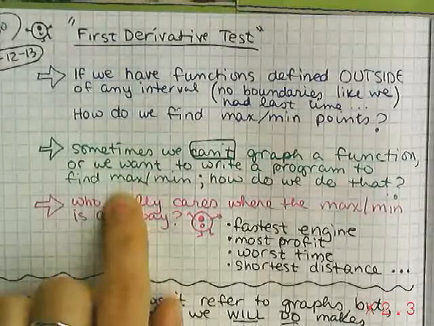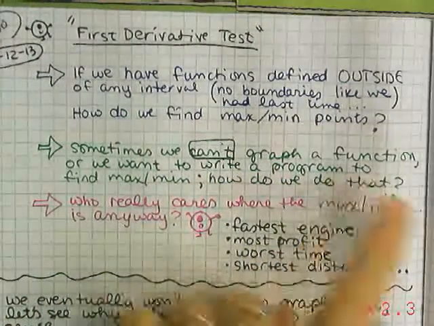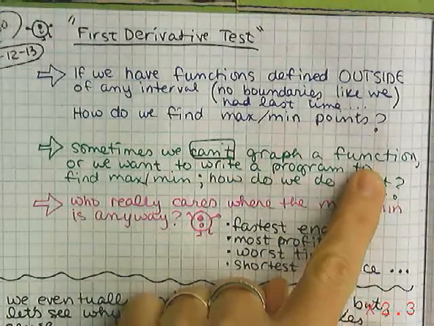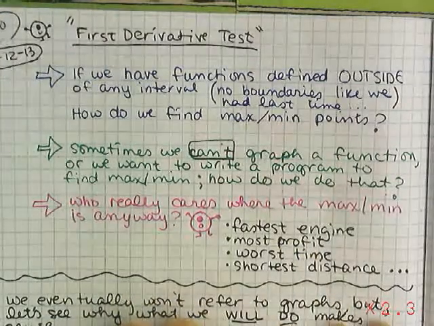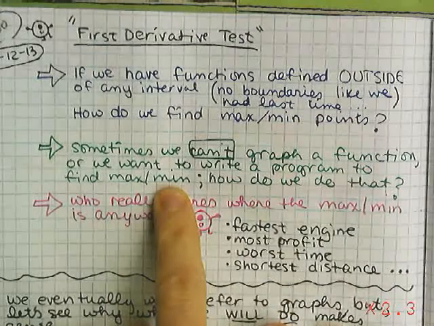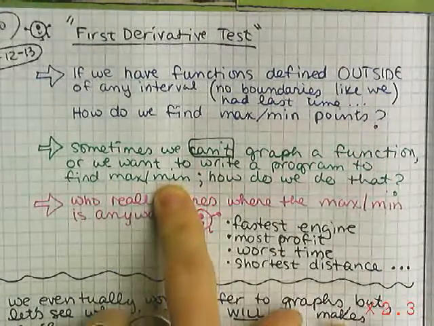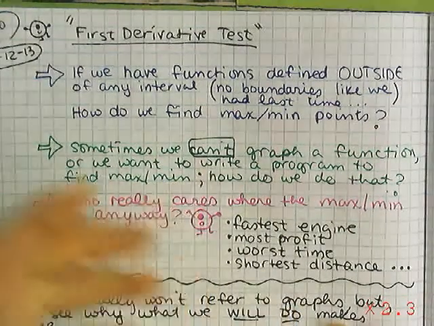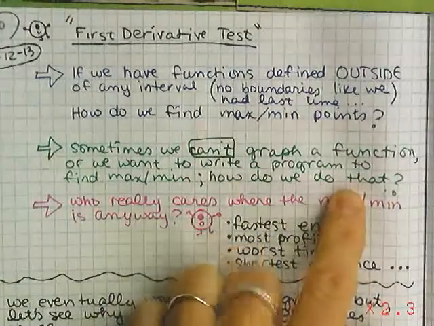Two, sometimes we can't graph a function. Maybe it's not graphable, or maybe we're on the AP exam and we can't graph, or maybe we want to write a computer program to find the max and the min, and the computer program doesn't know how to read a graph. It just knows functions. So how do we do that?